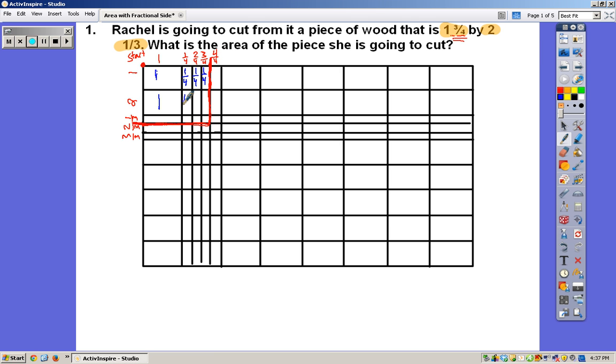Below again we have fourths. 1/4 here, 1/4 here, 1/4 here. Now this block here is 1/3 of a total block, so we're going to say this is 1/3. Now this block here has been broken up into 12 pieces. And 3 of these 12 are inside our block. This is 1/12, 1/12, 1/12.